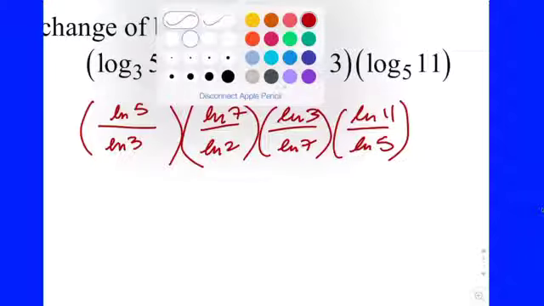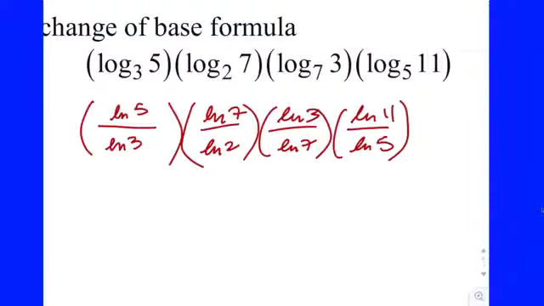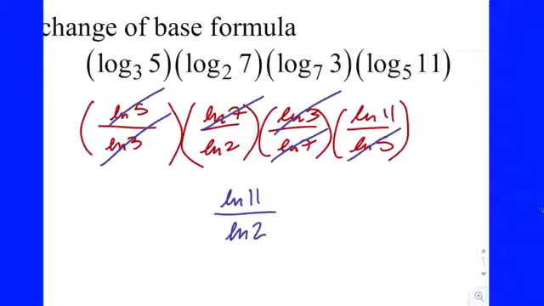And we know that we can always divide out common factors, even if they're not side by side, by the associative property of multiplication. So what happens with your natural log of 3s? They divide out. What happens with your natural log of 5s? They divide out. What happens with your natural log of 7s? They divide out. And you're left with the natural log of 11 over the natural log of 2.